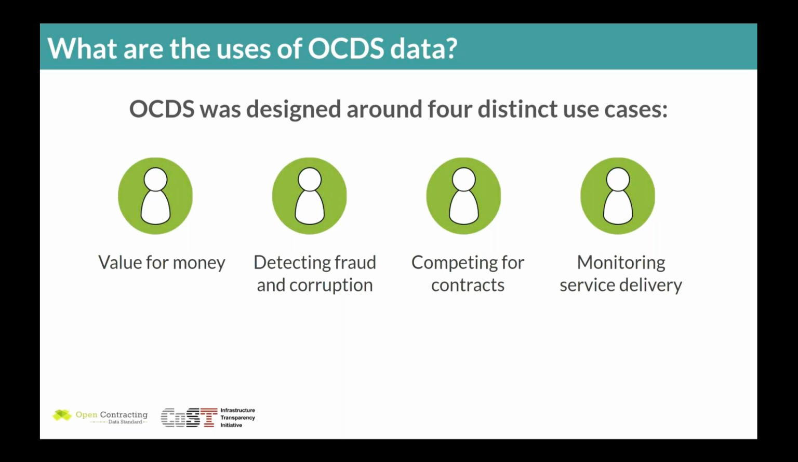And finally, it's the importance of monitoring service delivery. So monitoring groups want to make sure that public contracting, which is an awful lot of money, actually delivers value to citizens in terms of the quality of the goods or works or services provided. And so OCDS data can be used to join up data on budgets, contracts and implementation in order to give people the information that they need to monitor service delivery properly.